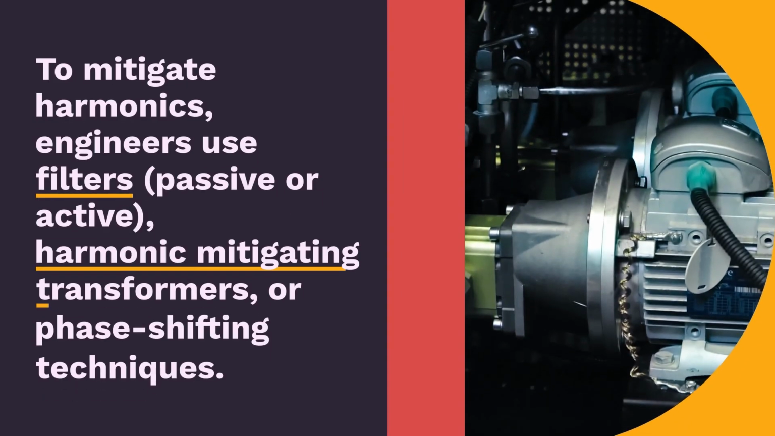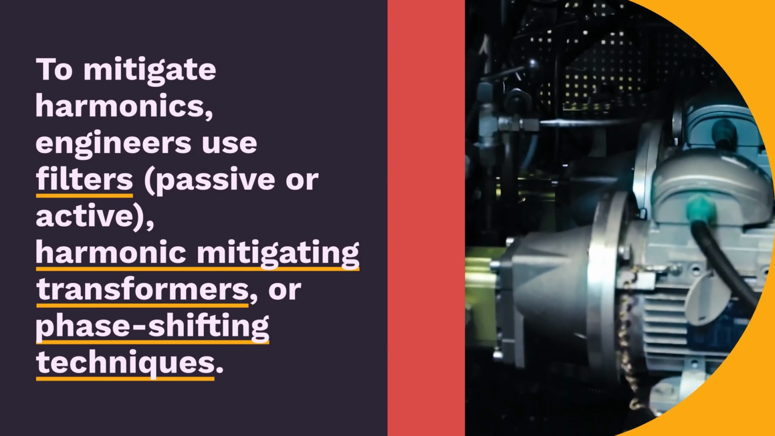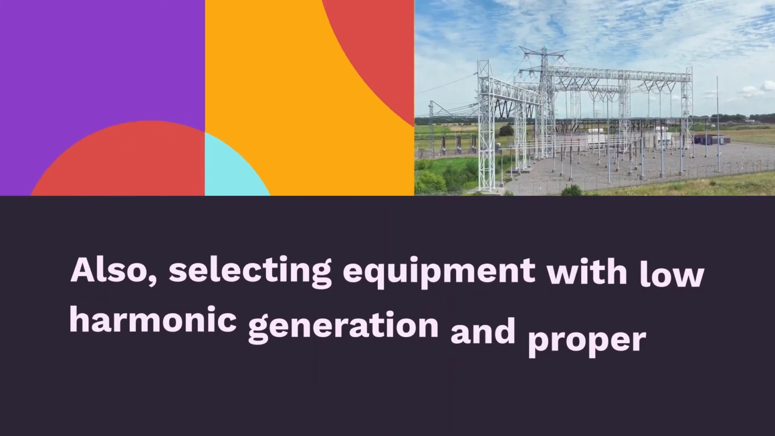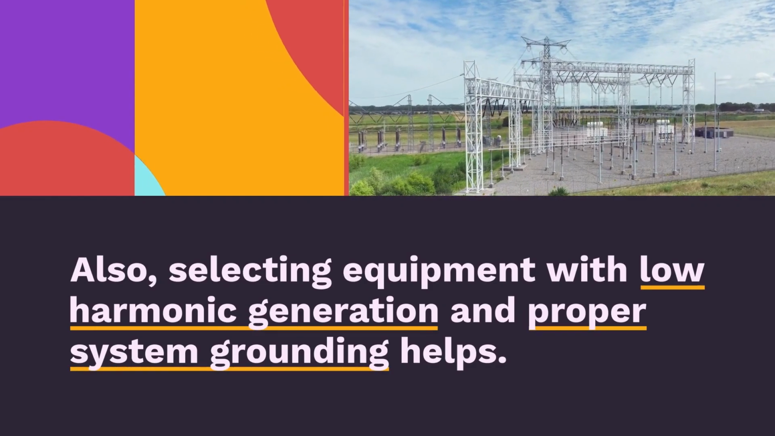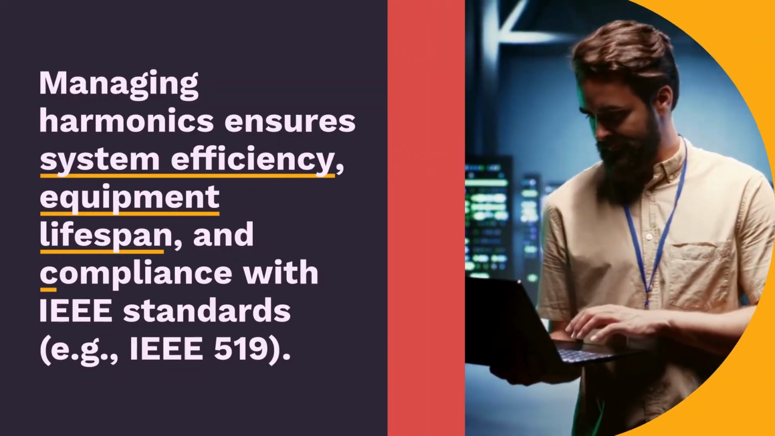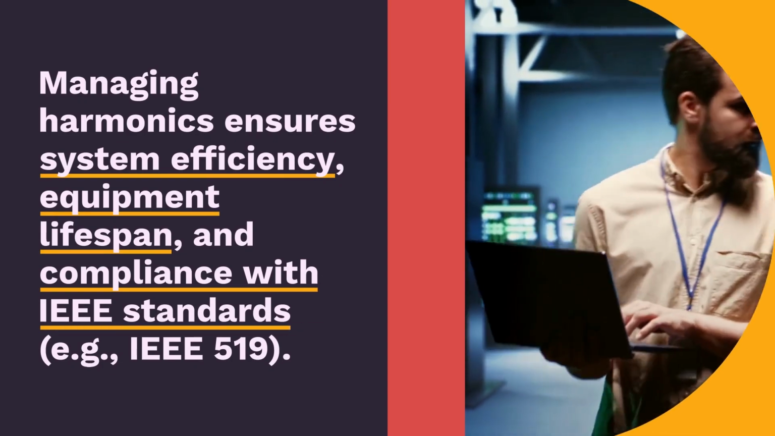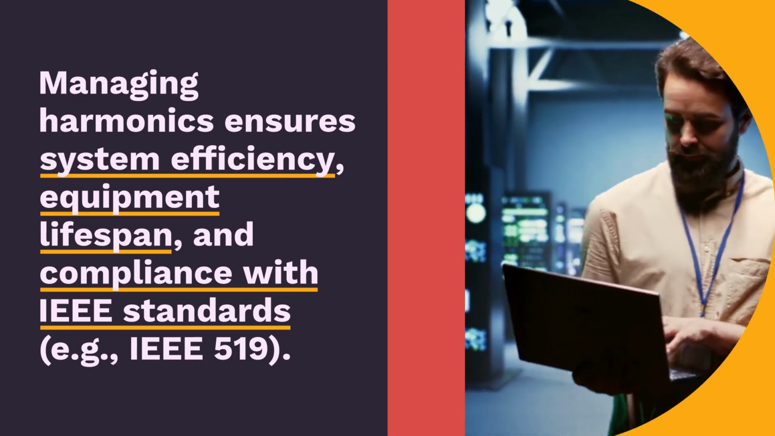To mitigate harmonics, engineers use filters, passive or active, harmonic mitigating transformers, or phase shifting techniques. Also, selecting equipment with low harmonic generation and proper system grounding helps. Managing harmonics ensures system efficiency, equipment lifespan, and compliance with IEEE standards, e.g., IEEE 519.